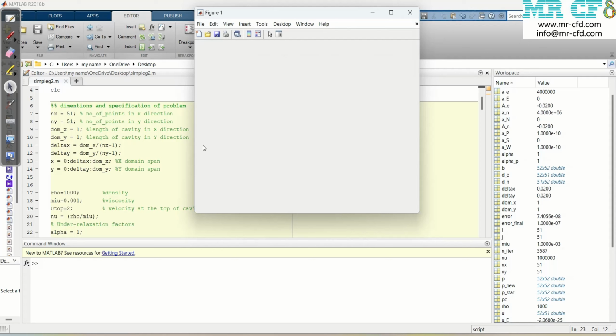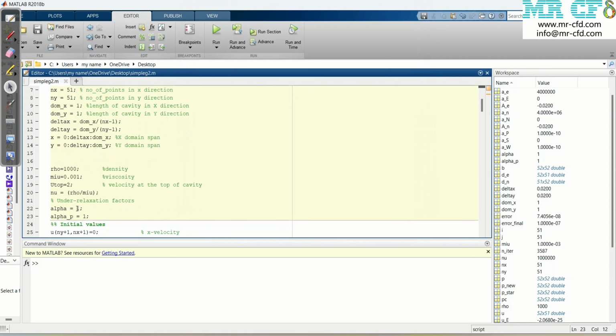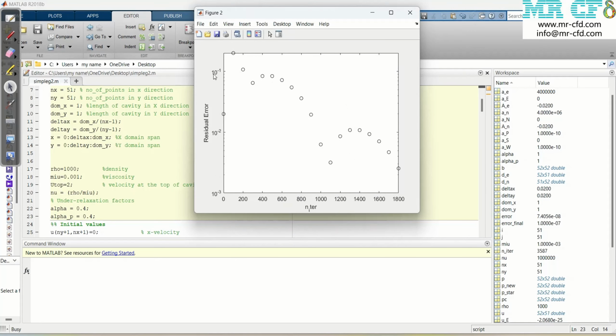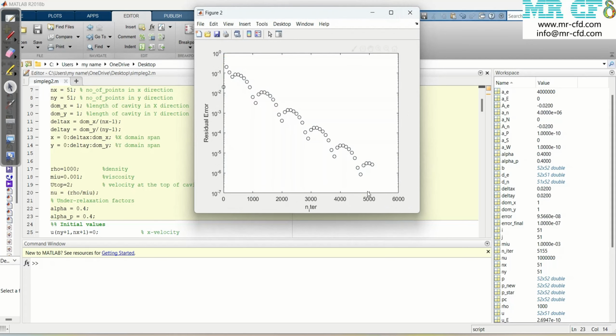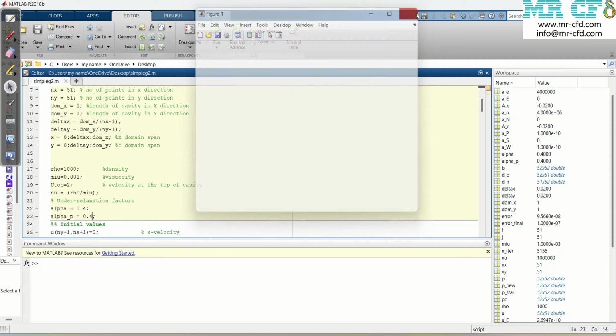Next, we reduce the under-relaxation factors to 0.4 and rerun the simulation. This time, convergence is reached in 5,000 iterations. The reason is that with each iteration, only 40% of the corrections are applied to the velocity and pressure. While this increases the stability of the simulation, it also increases the number of iterations required for convergence.